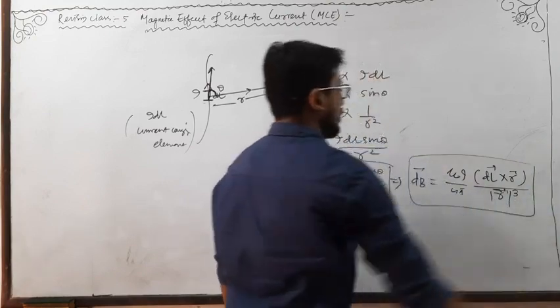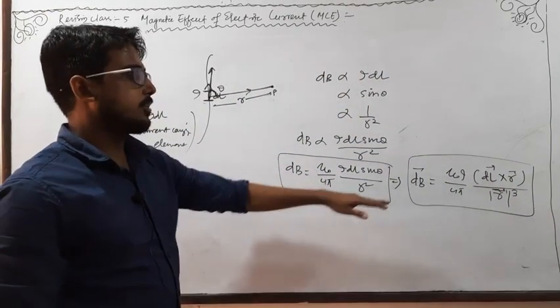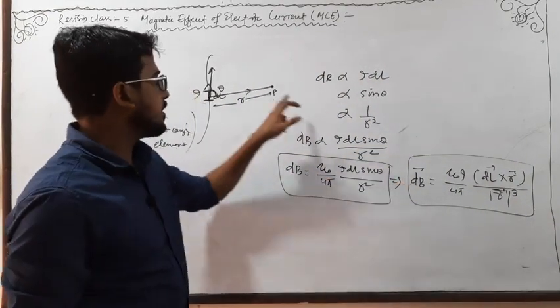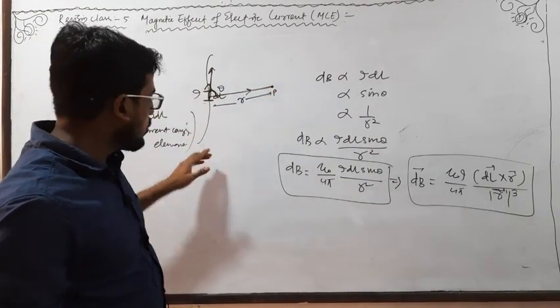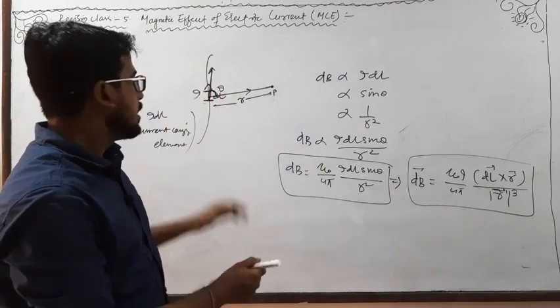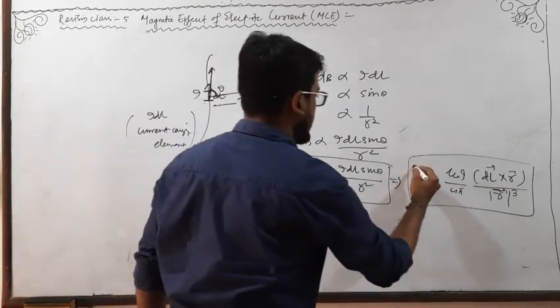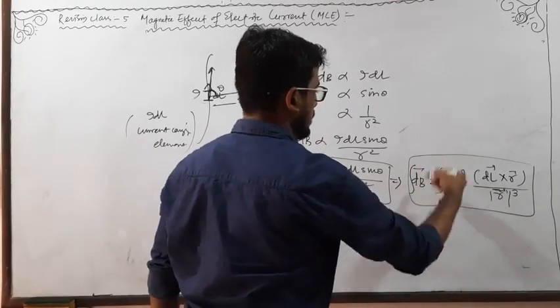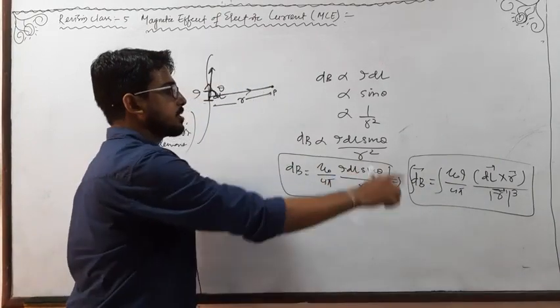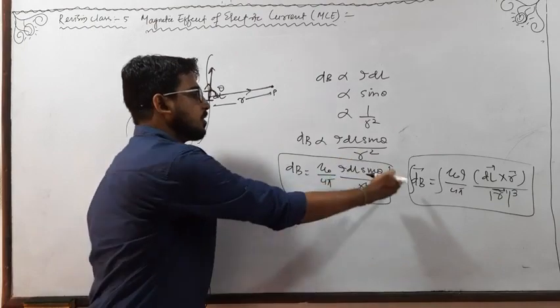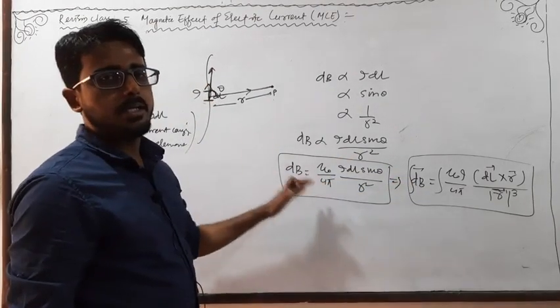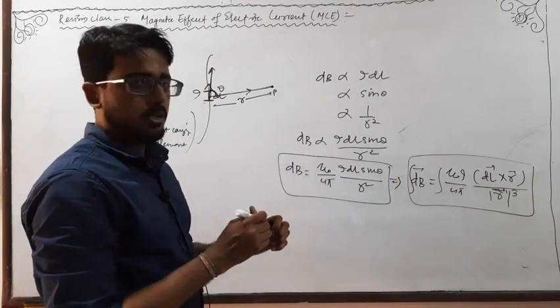This will be the vector form of Biot-Savart's law, where dB is the magnetic field strength at this point P due to this small current carrying element. If we want to calculate for the complete current carrying conductor, we have to integrate this. Clear? So this is the expression for Biot-Savart's law. Its direction, or the direction of the magnetic field, can be obtained by using the right hand palm rule or right hand thumb rule.